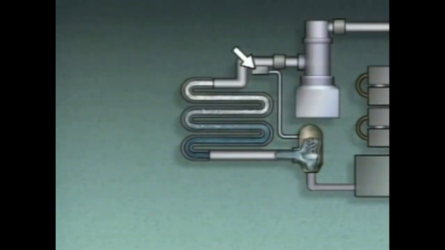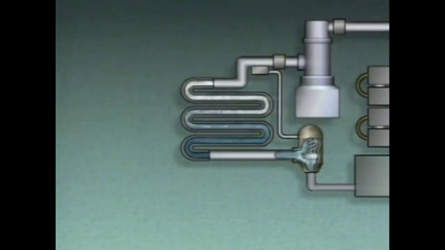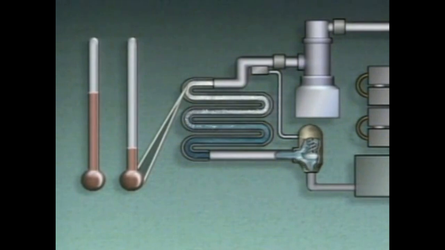The thermal bulb is mounted on the refrigerant line between the evaporator and the compressor. It senses the temperature of the refrigerant leaving the evaporator. The temperature of the refrigerant is proportional to the temperature of the substance being cooled. For example, if the temperature of the substance increases, the refrigerant's temperature increases as well.